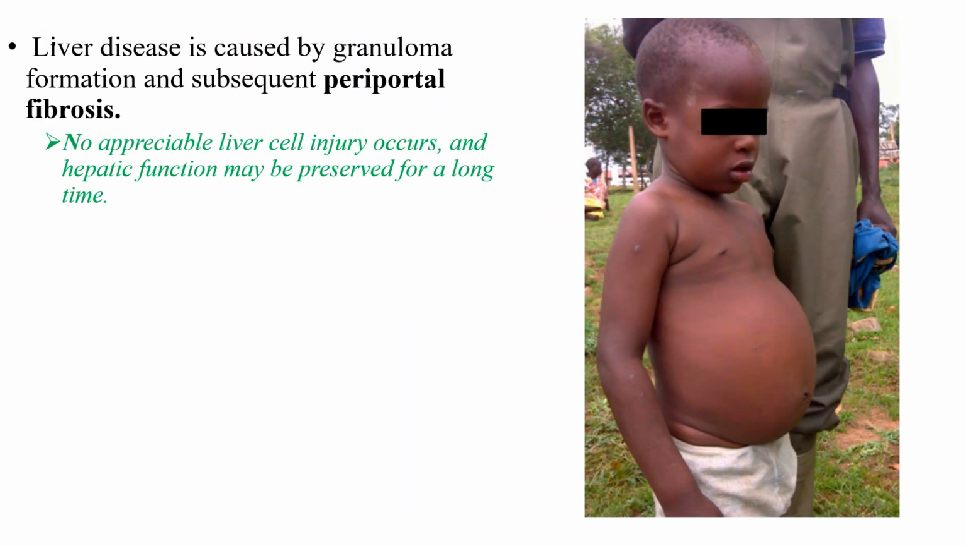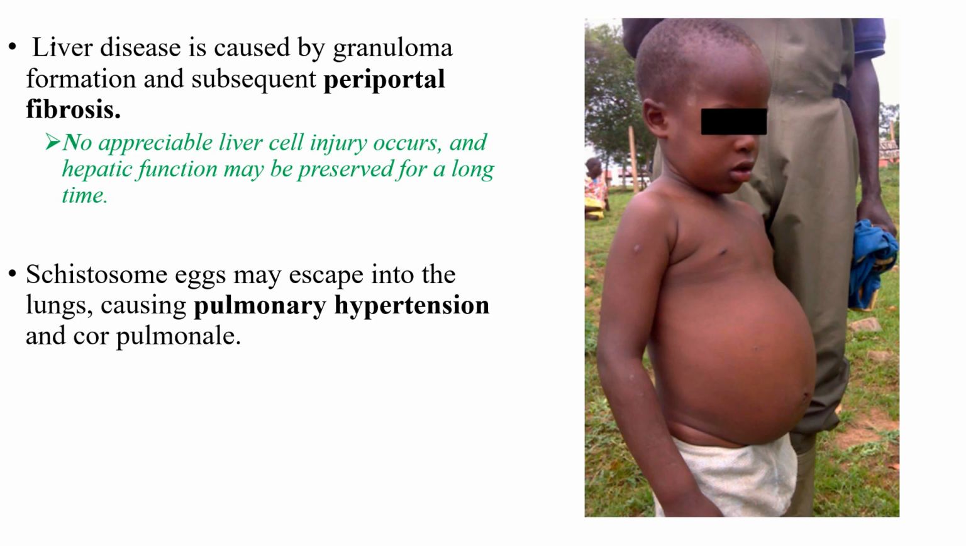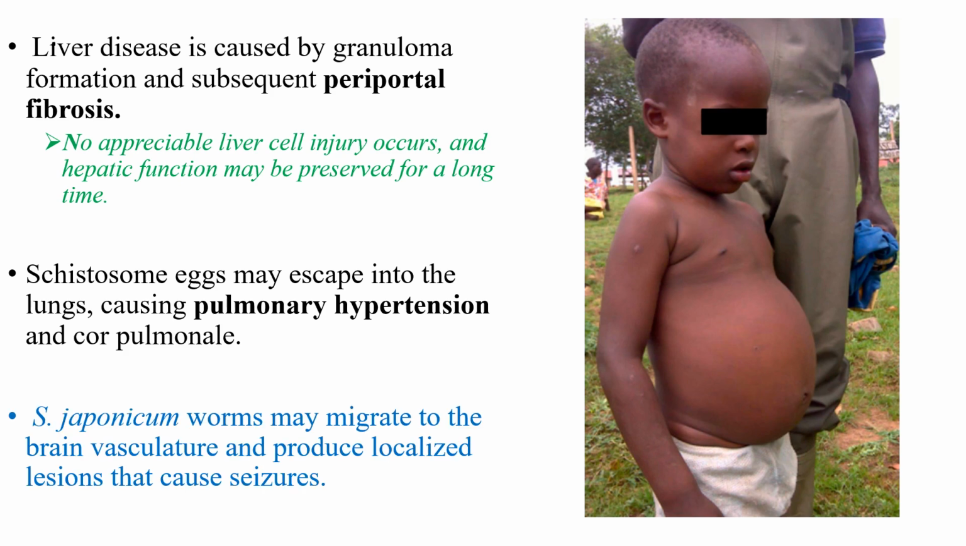Liver disease is caused by granuloma formation and the subsequent periportal fibrosis. No appreciable liver cell injury occurs. So most of the time, the liver parenchyma is normal. It is periportal fibrosis due to granuloma formation, and hepatic function may be preserved for a long time. Schistosoma eggs may escape into the lungs, causing pulmonary hypertension and cor pulmonale. Schistosoma japonicum worms may migrate to the brain vasculature and produce localized lesions that cause seizures.